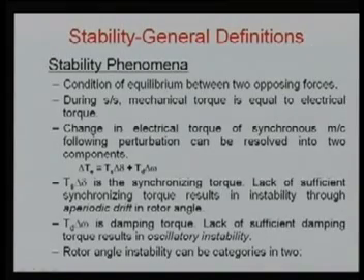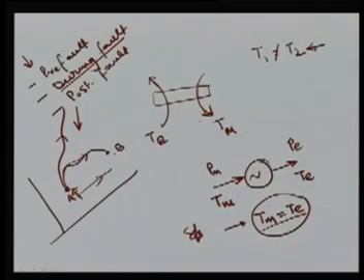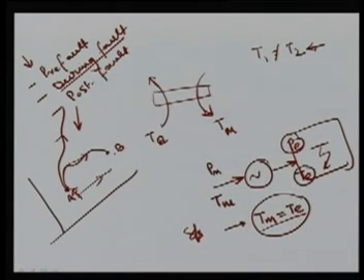So, the change in electrical torque of a synchronous machine following a perturbation or disturbance can be resolved into two components. Whenever there is a fault in the system, let us suppose this is a generator connected to your power system, then this P, or you can say T, will change.